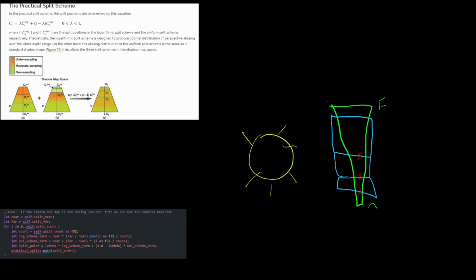That's over here. So they have a couple different schemes. They have a uniform scheme and a logarithmic scheme, and they combine those with this handy little equation here. They combine those in a way to improve the overall sampling. However, in my case, the lambda that I picked was 0.9. So really I'm leaning more into the logarithmic scheme because I value higher resolution closer to the player. But anyway, the code for that looks like this here.